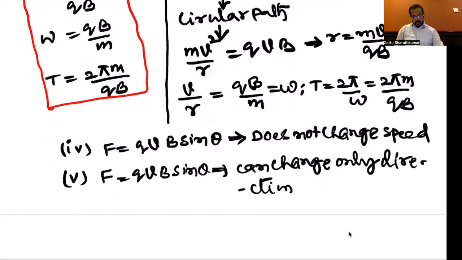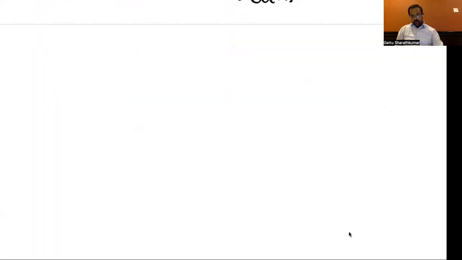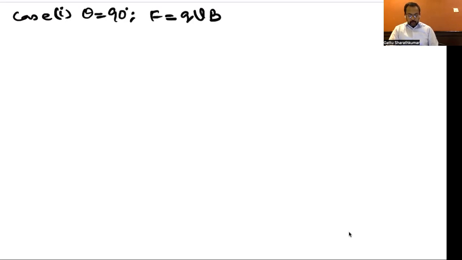Let us try to take a few special cases. Case number 1. Theta is equal to 90 degrees. Then the magnetic force is, as we discussed, qvB. And radius R is equal to mv by qB. Omega is equal to qB by m. And of course, time period T is equal to 2 pi m by qB.